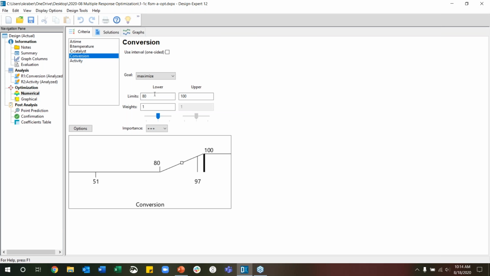I don't want to get solutions that have that low of conversion. So I want to set that lower limit to be a boundary. And so I'm going to say it's 80. So 80% conversion is the minimum acceptable solution. So that's really a stopping point, as you'll see in just a little bit when we get to the desirability functions. The upper limit, the default was 97, but I'm actually going to give this a stretch target to be 100%. If I could get to 100%, that would be awesome.